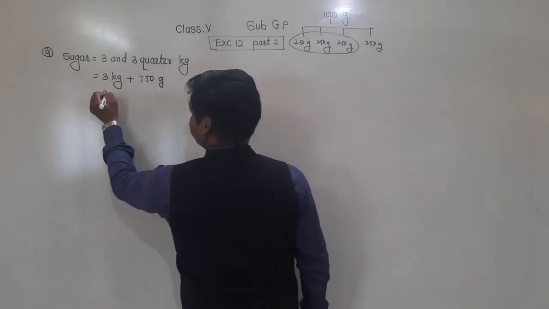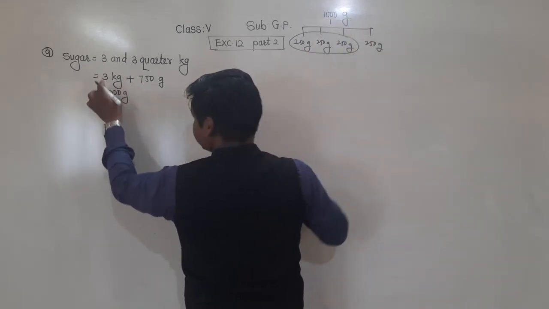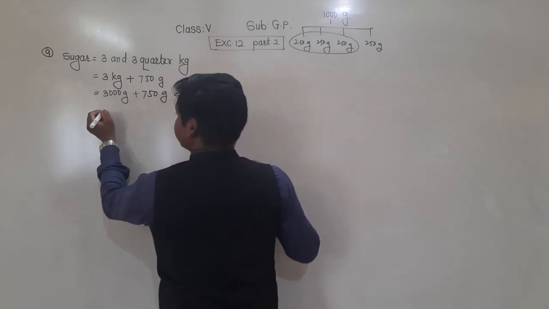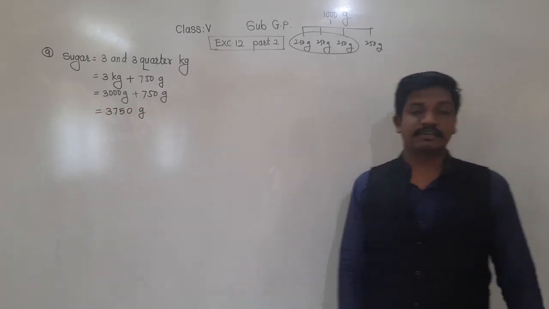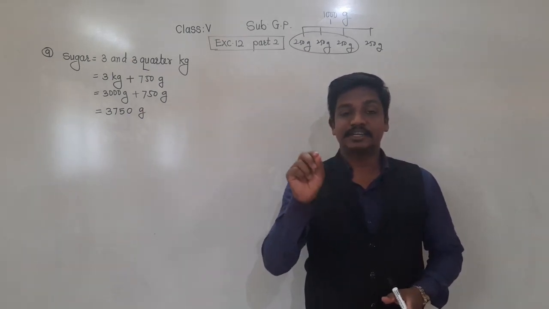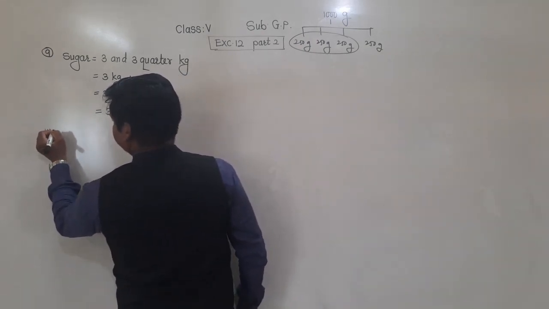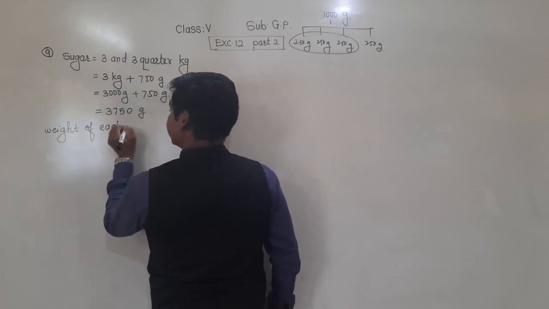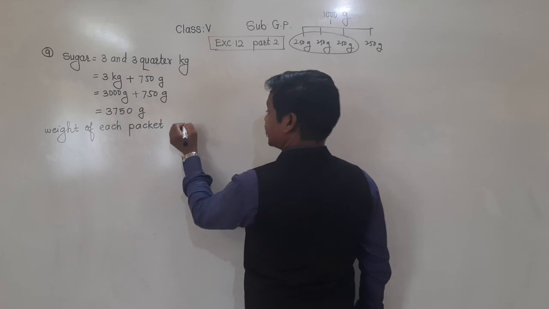Since 1 kg means 1000 gram, 3 kg means 3000 gram, plus 750 gram. So total how much sugar is there? 3750 gram. Total we have 3750 gram, and from this sugar, packets of 150 gram are made. Weight of each packet of lump sugar is 150 gram.